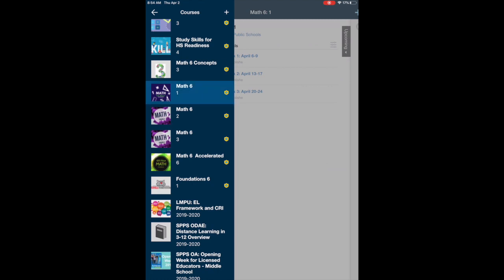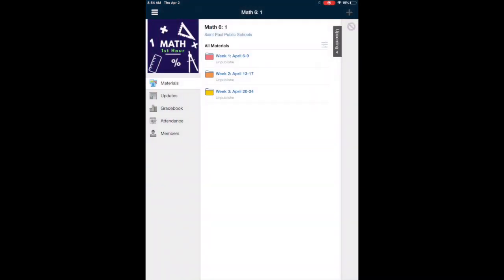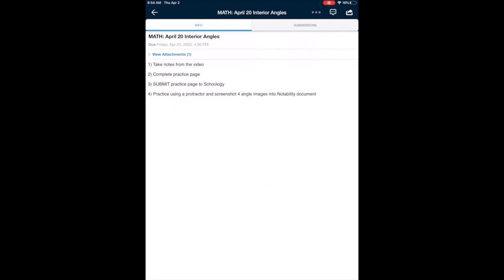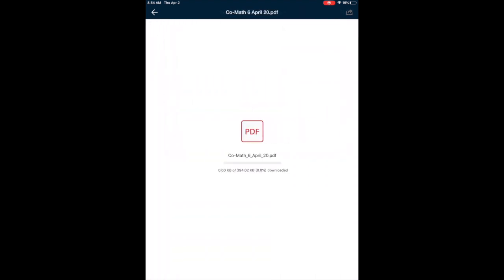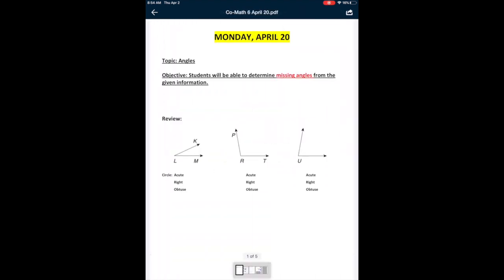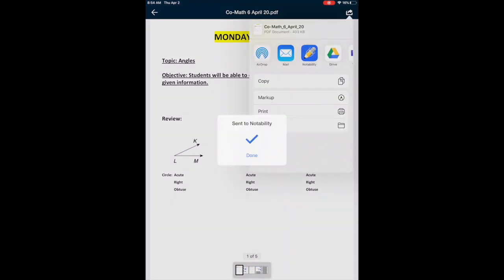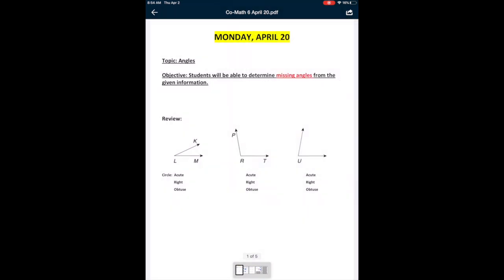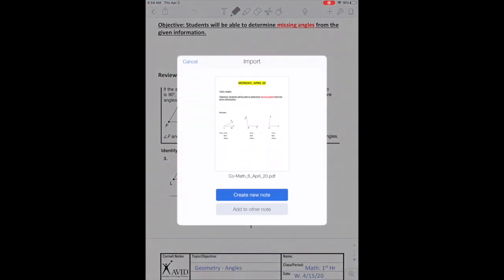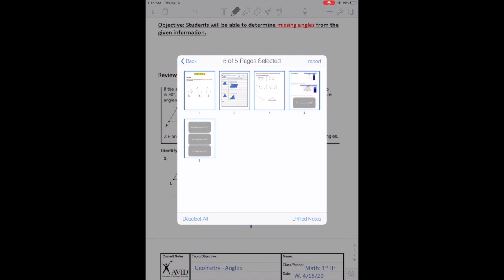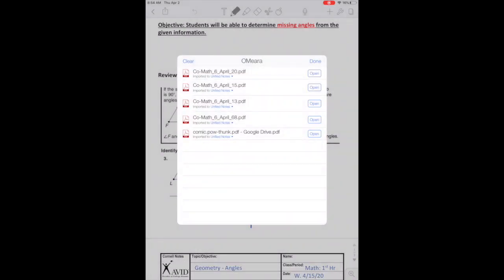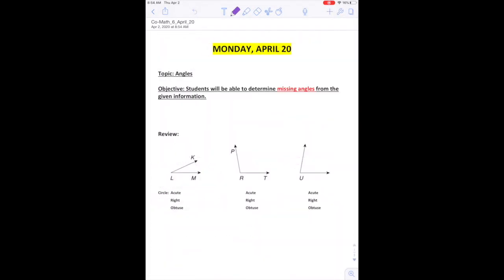Let's get into Math 6, Week 3, Monday, April 20th. We're going to look today at interior angles. Grab your attachment, Notability, create new note, open. All right, today is Monday, April 20th.